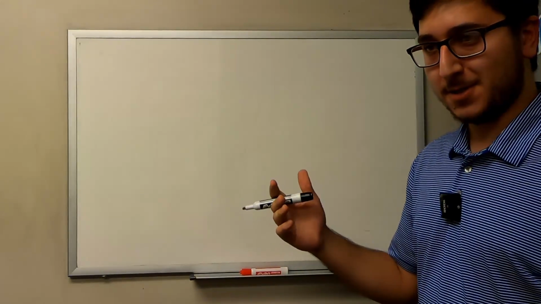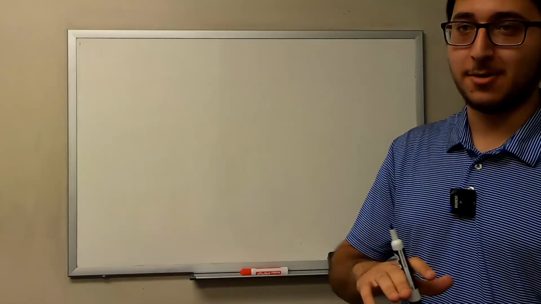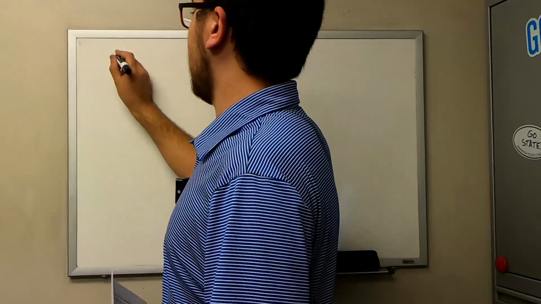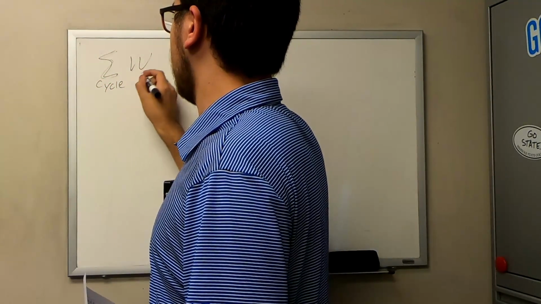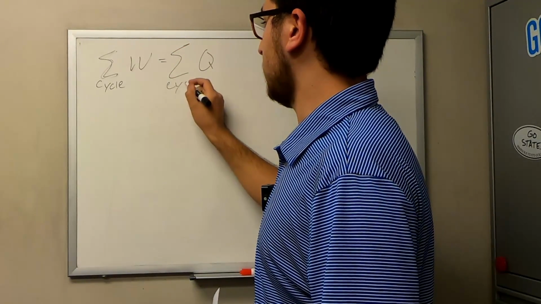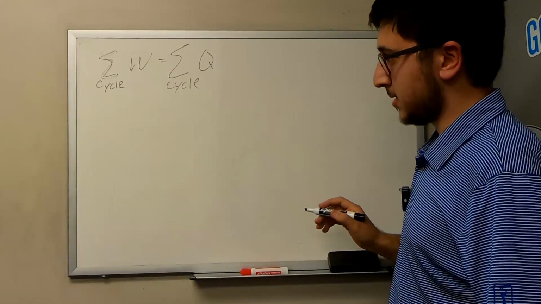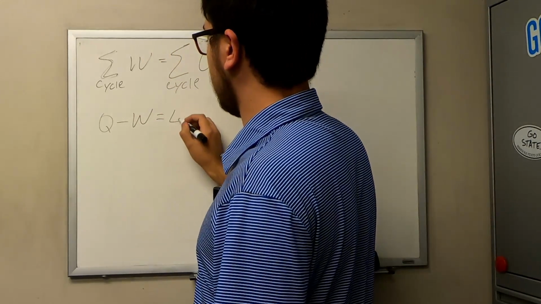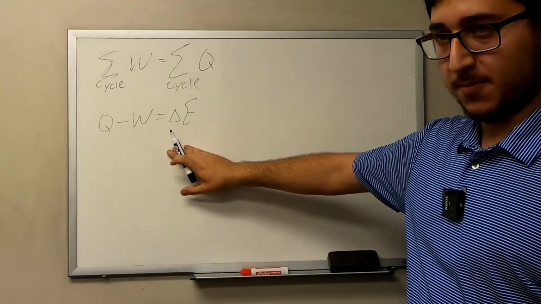So the definition of the first law of thermodynamics is the conservation of energy. Energy cannot be created or destroyed. It can only be transferred. So for a cycle, we have to take the sum of the work of that cycle, and it has to equal the sum of the heat in that cycle. That's for the cycles. And for our processes, the definition is heat minus work is equal to the change in energy.